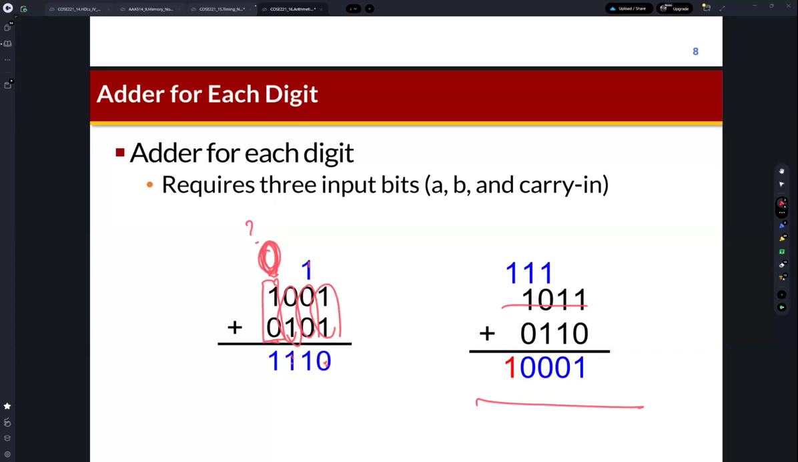The critical path is carry. Carry is calculated from the LSB, and then this carry is propagated and calculated, propagated and calculated, and propagated and calculated. So this carry generation is the critical path of the addition.